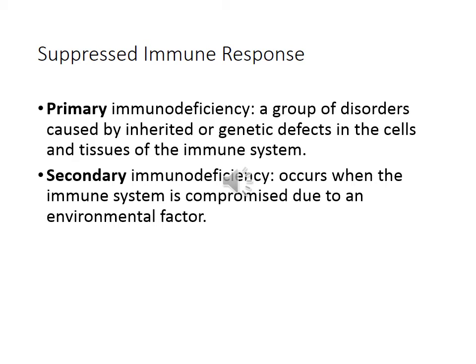Suppressed immune response. There's primary immunodeficiency, which is a group of disorders caused by inherited or genetic defects in the cells and tissues of the immune system. And then we have the secondary immunodeficiency, and this occurs when the immune system is compromised due to an environmental factor. Examples of these outside forces are HIV, chemotherapy, severe burns, or malnutrition. They can be intentional or they can be an adverse effect of treatment, like chemotherapy.